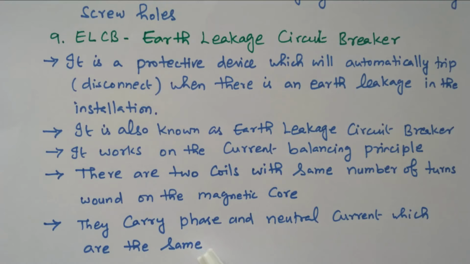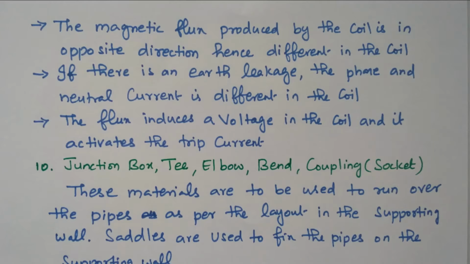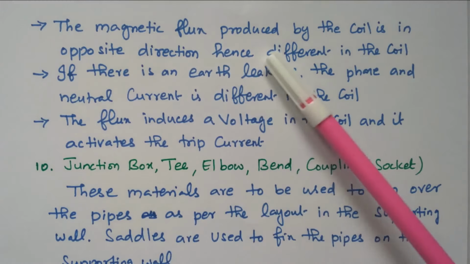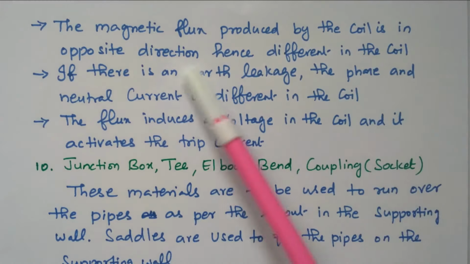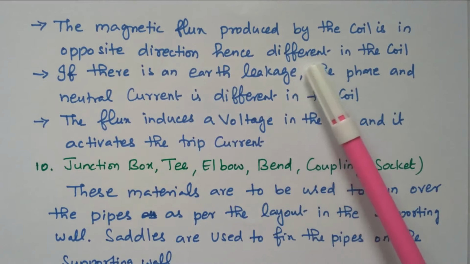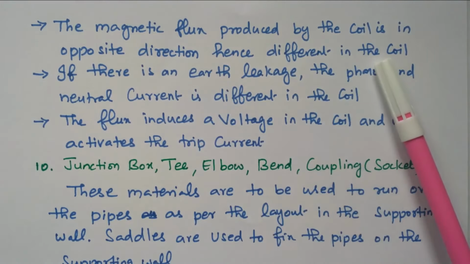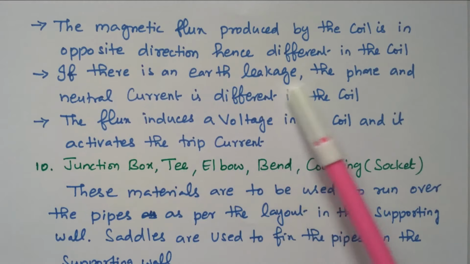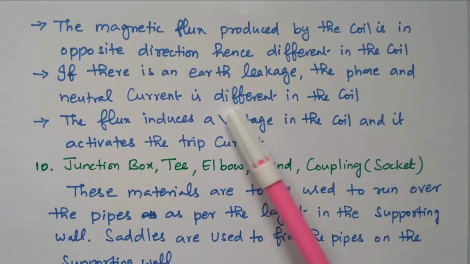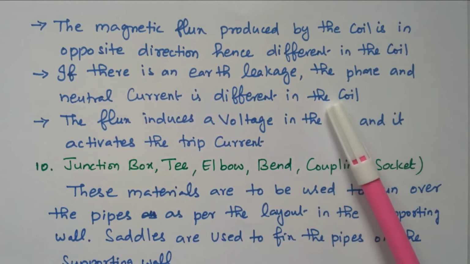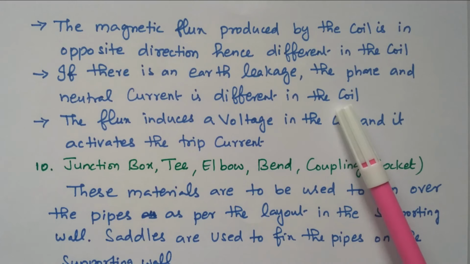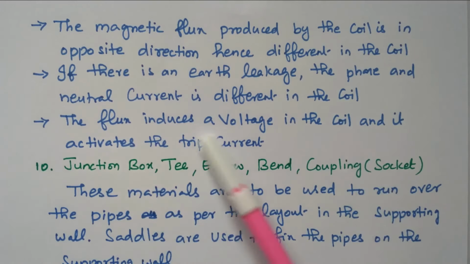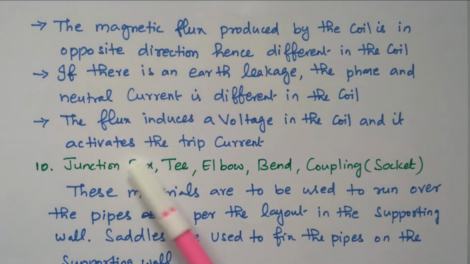We will see what will happen if any abnormal condition occurs. The magnetic flux produced by the coils is in opposite direction, hence they cancel. So the flux produced will be opposite. If there is an earth leakage, the phase and neutral current differ in the coil. So due to any earth leakage, the current in the two coils will differ, so the flux is induced in the coil and activates the trip current.